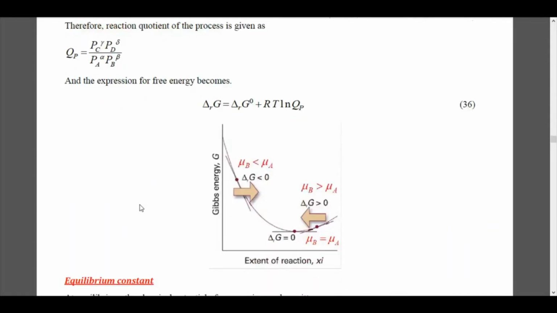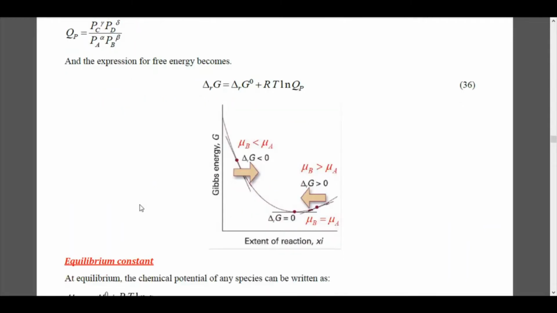So, what is reaction coefficient? As I said, we'll understand it in a pictorial form. Last session we discussed that at equilibrium, delta Rg is 0, meaning the reaction Gibbs energy is 0 at equilibrium.